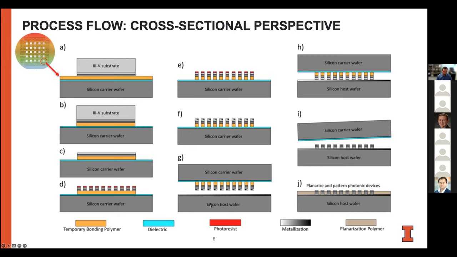Following that, we remove the silicon carrier wafer. This was a temporary bonding material that we used. What we're left with are epitaxial islands that are epi side up on a silicon host wafer. And those can then be processed into devices using standard processing technologies for those types of devices.